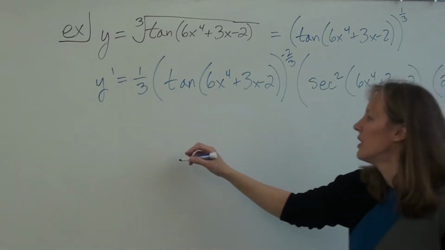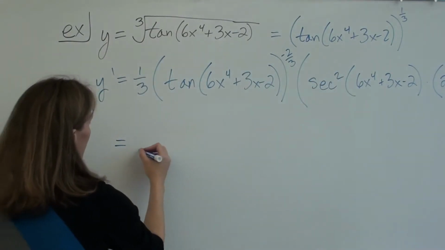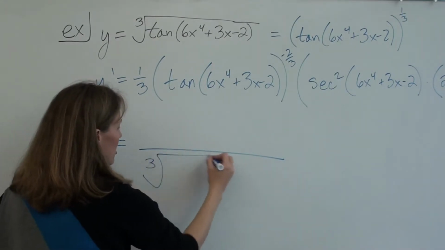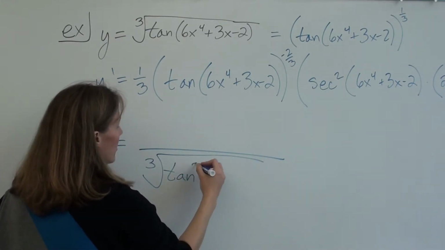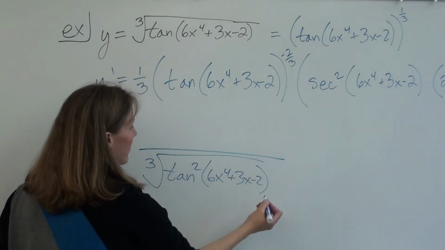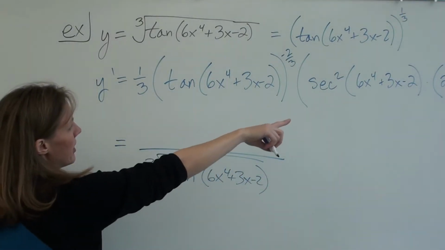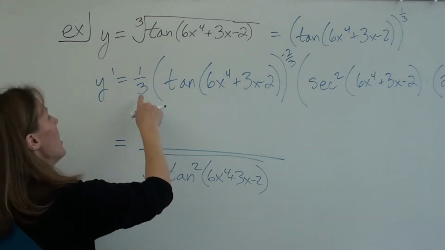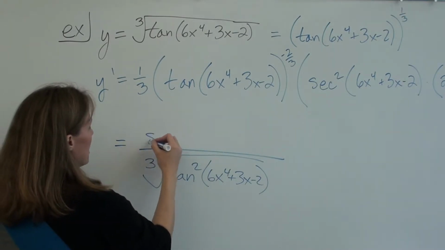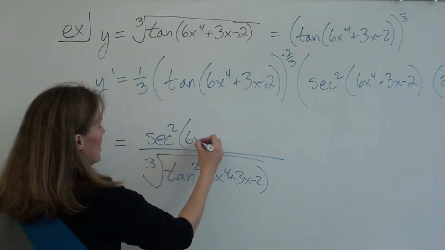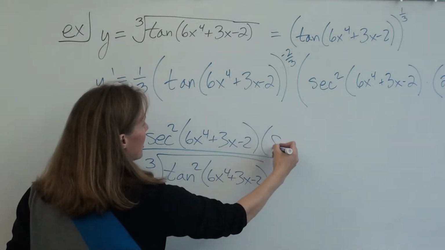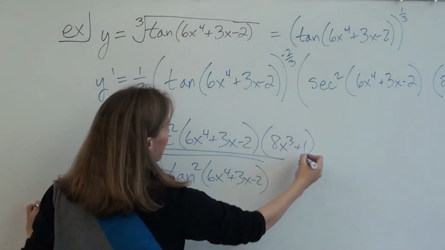Now, if you're on the border, you won't see that. This tangent goes to the bottom. It's the cube root of tangent squared. The secant and the 24x cubed plus 3 go to the top. I'm going to cancel this 3 with the 24x cubed plus 3. So you end up with secant squared 6x to the 4th plus 3x minus 2 times 8x cubed plus 1.